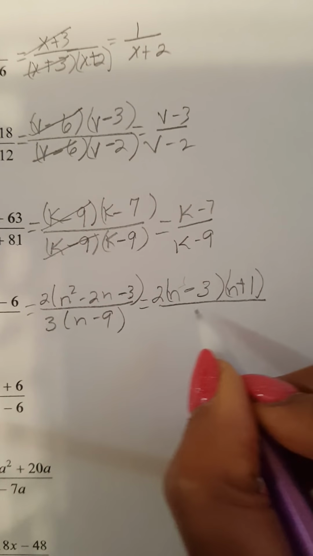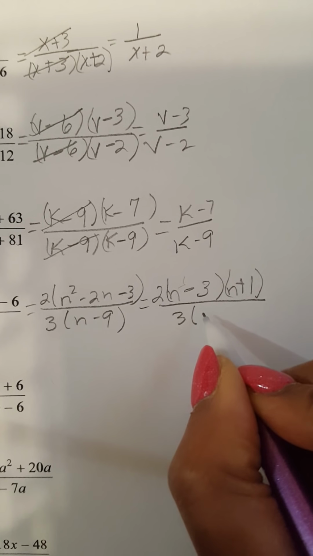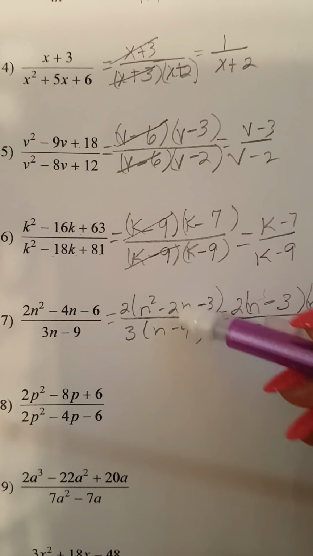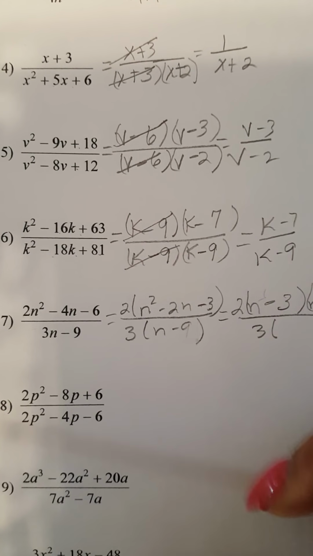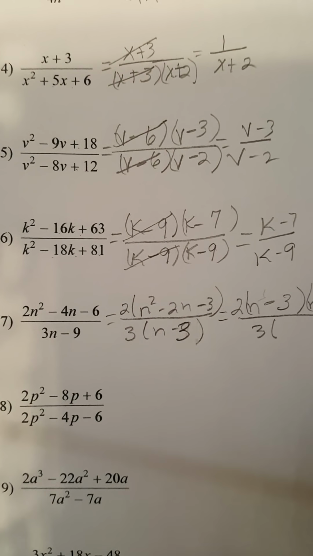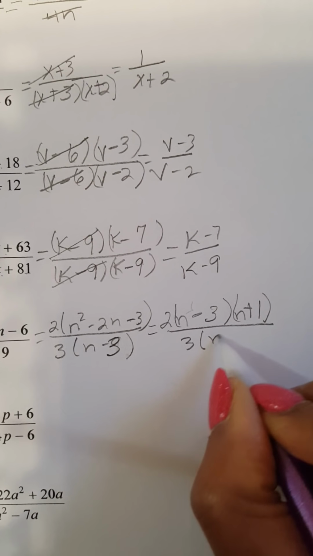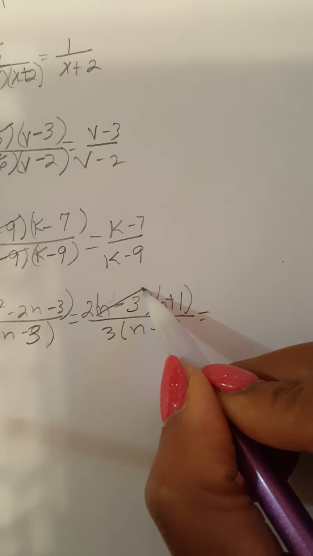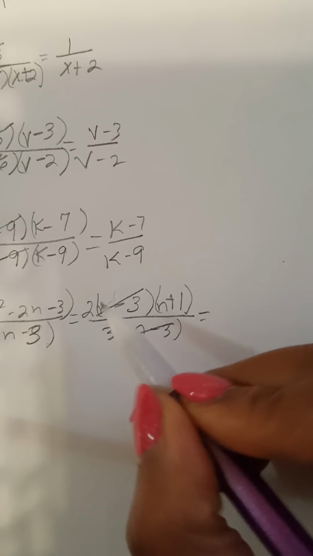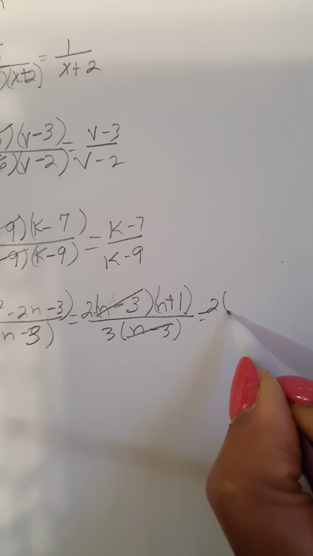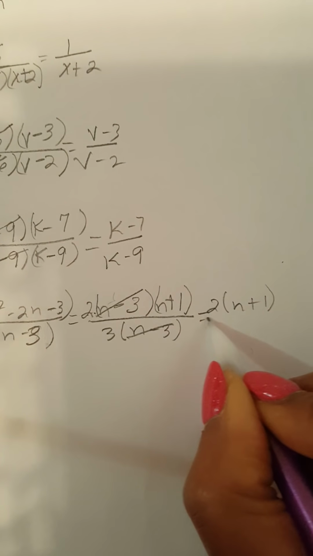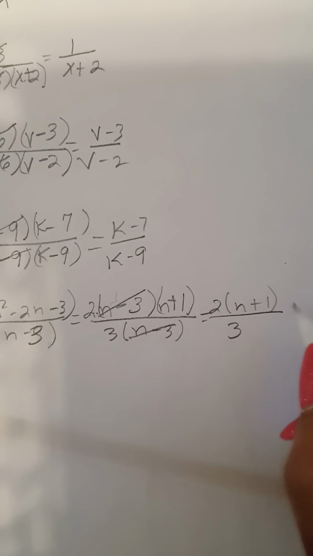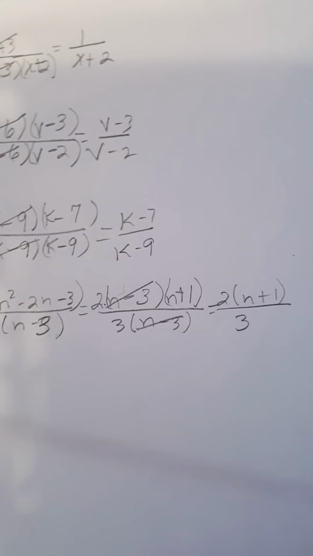And on bottom, it stays 3 times, I made a mistake. When I factor out a 3 over here, that becomes a 3, not a 9. Okay, so then that's 3 times n minus 3. And then our common factors, n minus 3, n minus 3. And we're left on top with 2 times n plus 1. Now you don't have to distribute that unless you want to. You can leave it as a product, 2 times n plus 1 over 3.